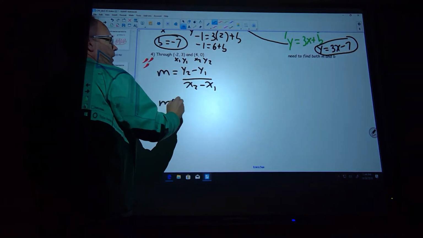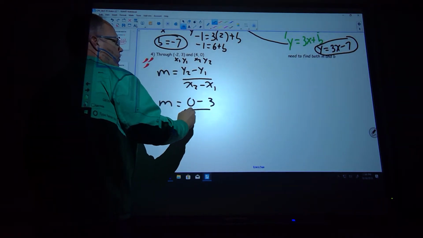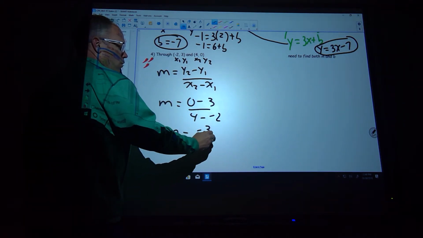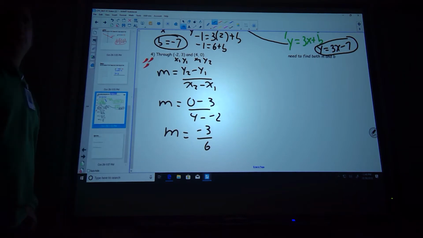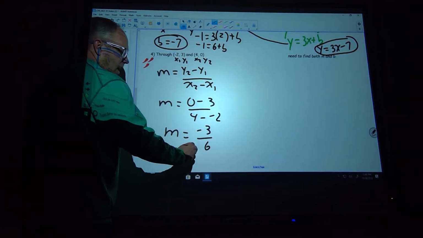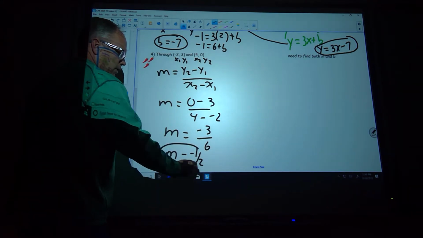So I can just go ahead and plug in. So I get 0 minus 3 over 4 minus 2. Slope of negative 3 over 6, because 4 minus negative 2 is 4 plus 2. Which means I have a slope of negative half. Is that okay?